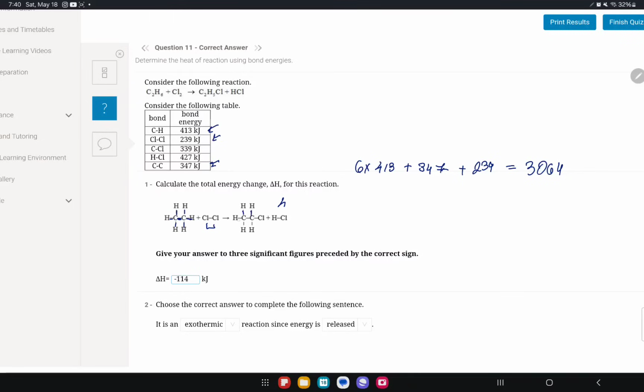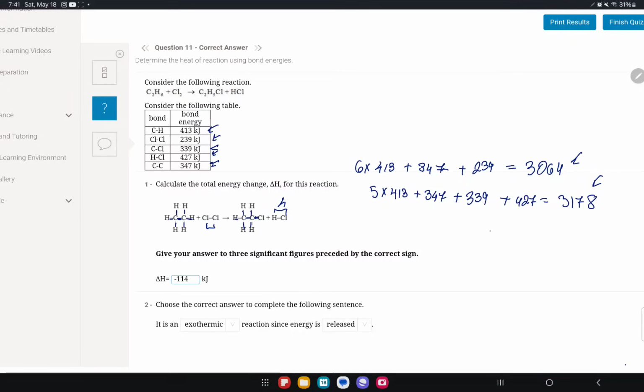You have 1, 2, 3, 4, 5 C-H bonds, so 5 times 413. Plus you have one carbon single bond in the middle, which is 347. Plus a C-Cl bond here, which is 339. Plus you have an H-Cl bond, so that's 427. If you add these up, 5 times 413 plus 347 plus 339 plus 427, I get 3178.